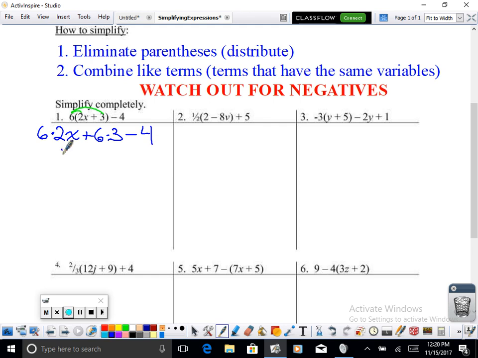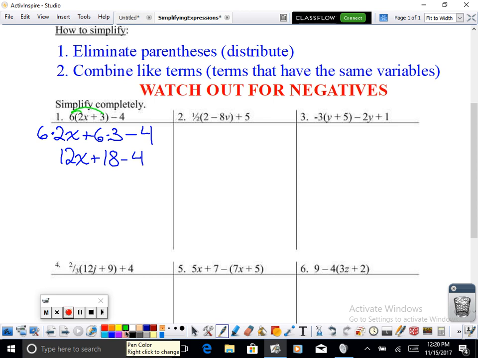Well, 6 times 2x, that's going to be 12x. I'll bring down the plus sign. 6 times 3 is 18. Bring down minus 4. Okay? And now, those parentheses are gone. Okay, so I've eliminated the parentheses. But now I want to combine my like terms.